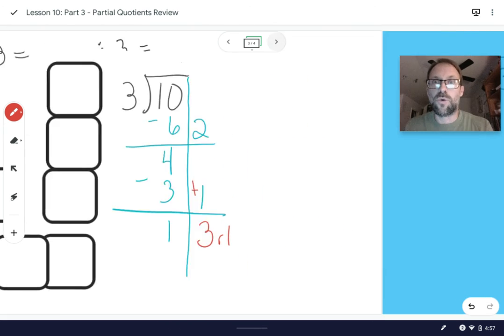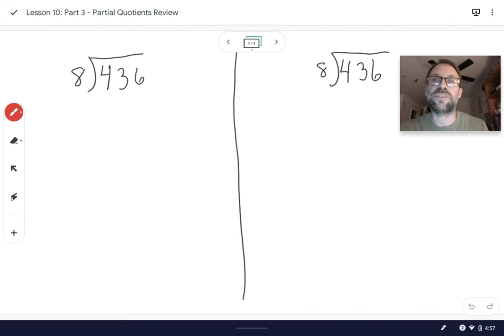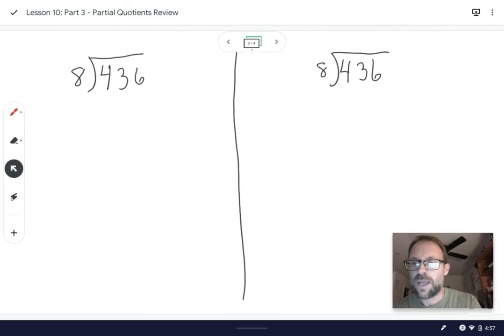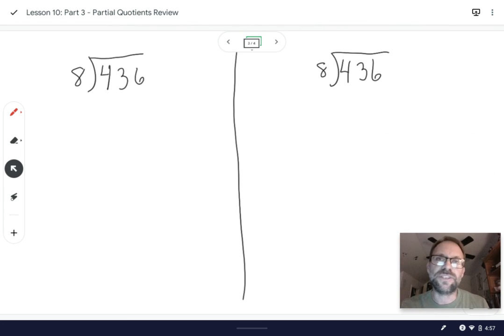So one more little activity here to review. I have the same problem written twice. I'm going to do it 2 different ways. And I would like you to observe the differences in the way I do these 2 problems, and then I'll ask you a question at the end, okay? So just watch me work, and I'll talk out my steps here as I work.